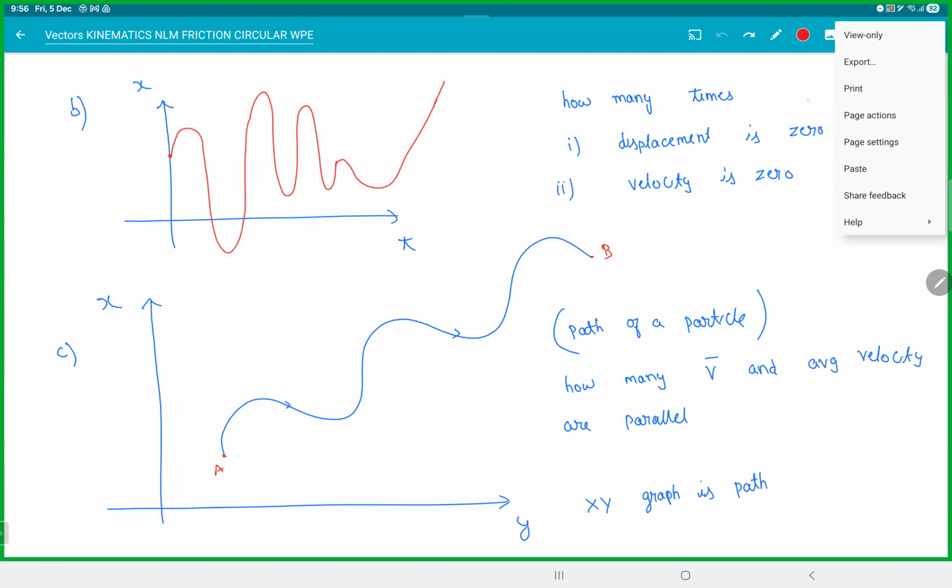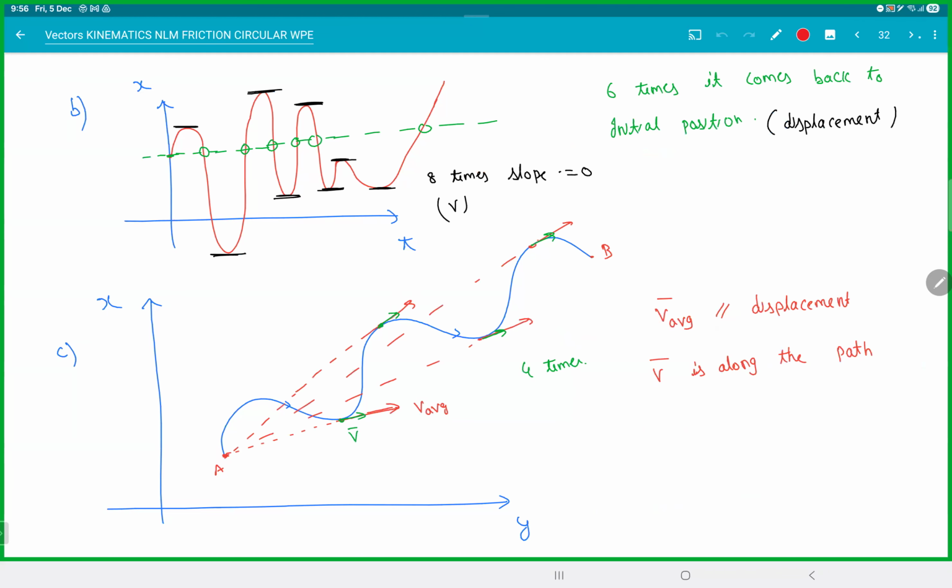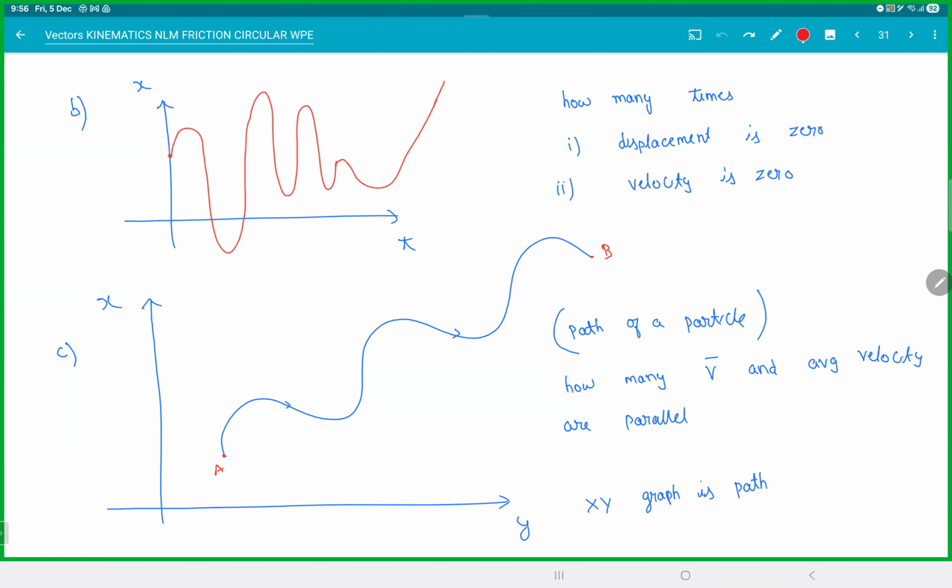So how many times? Look at this. So how do you get displacement? Displacement is you look at your initial position. Remember, it's an XT graph. So if you come back to the same coordinate, you have displacement zero. So you come back to the same coordinate 2, 3, 4, 5, 6. You come back to the same x coordinate 6 times, isn't it?